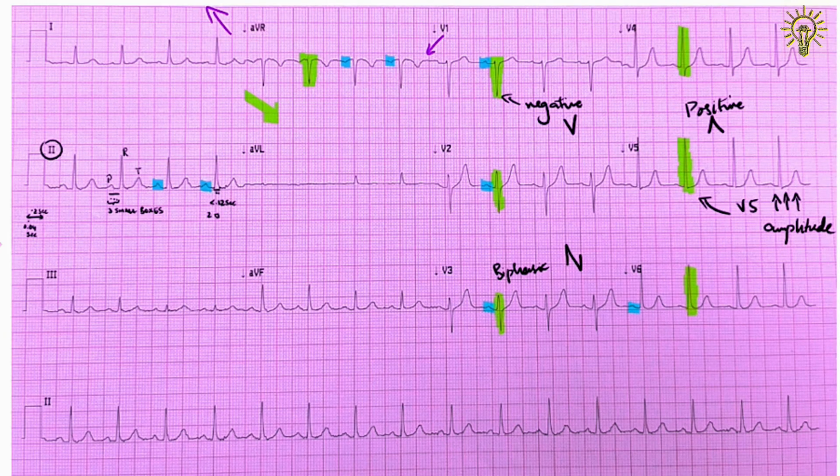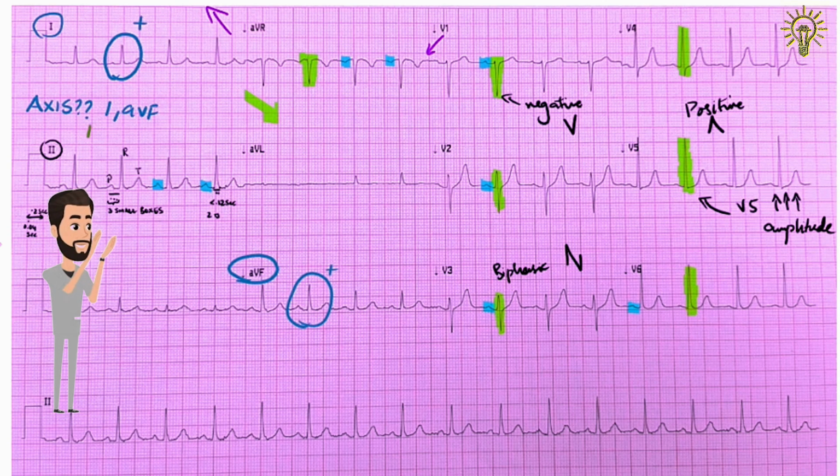As for the axis of heart in this 12 lead ECG, we take lead 1 and lead AVF. Since the deflection is positive in both leads, so we declare the heart to be in normal axis range between minus 30 to plus 90 degrees.